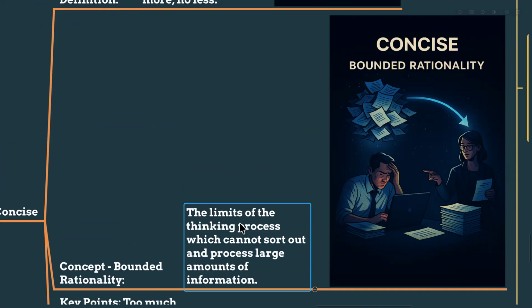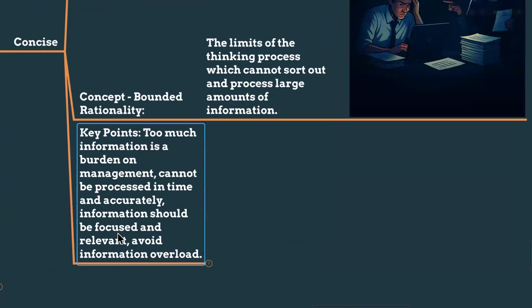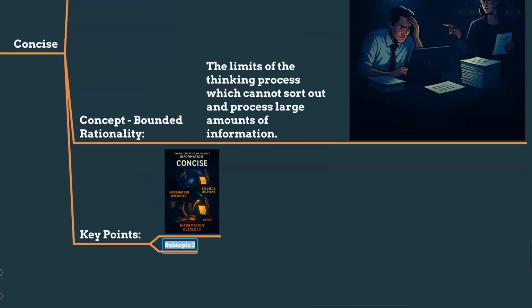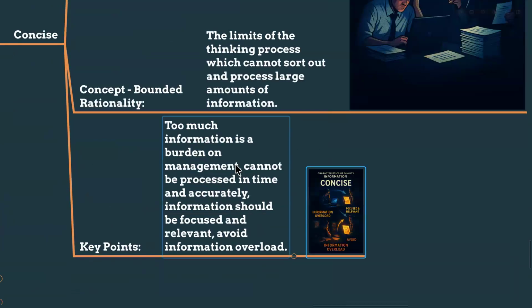Same with the information is applicable. If I'm going to give more and more notes, too much information, your brain gets overloaded. You can't process everything. You will miss very important points. You will make some mistakes. You will get confused and tired. So the key point is to make concise information that is very relevant, as well as that's going to give you a characteristic. So too much information is a burden on management.